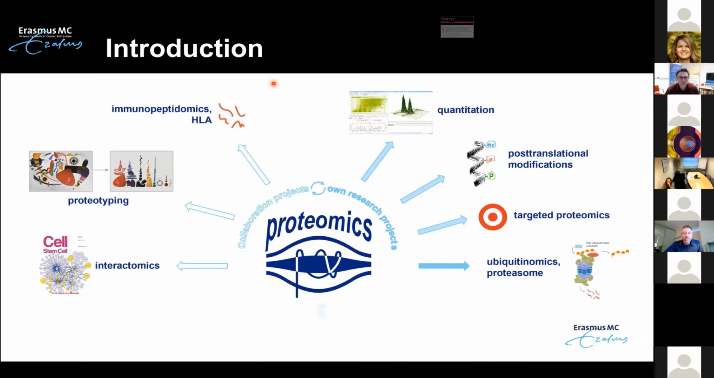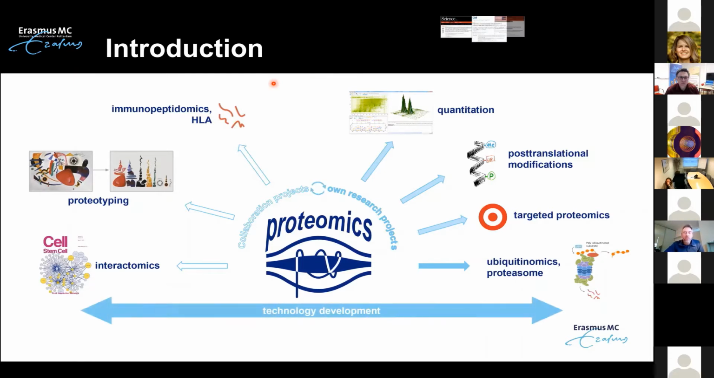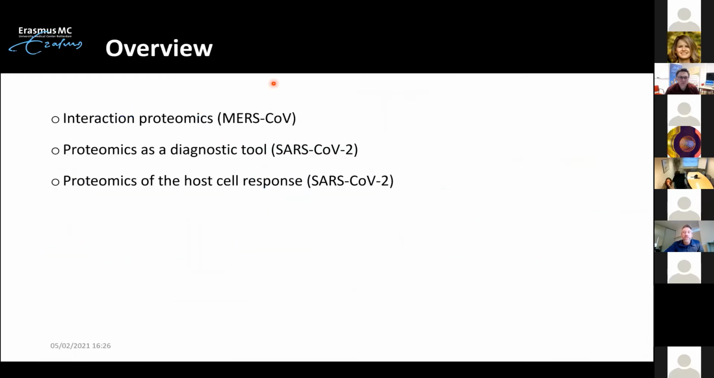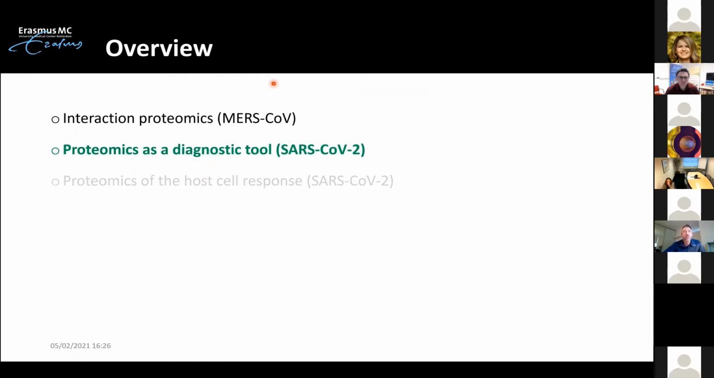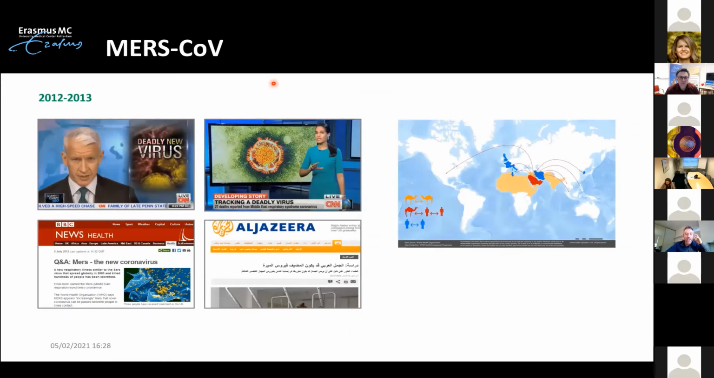So today, I'm going to tell you about 3 different approaches of mass spec-based proteomics in virology. I'll start with a short story about interaction proteomics that we did when we were studying MERS coronavirus several years ago. And then I'll switch to the main topic, which is the use of proteomics as a diagnostic tool for COVID-19. But first, let's go back to 2013.